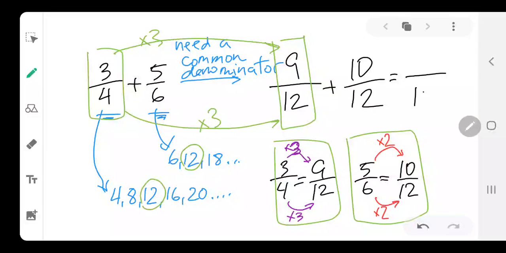Now that we have a common denominator, the next part is super easy. We just add the numerators, and that gives us an answer of 19/12.